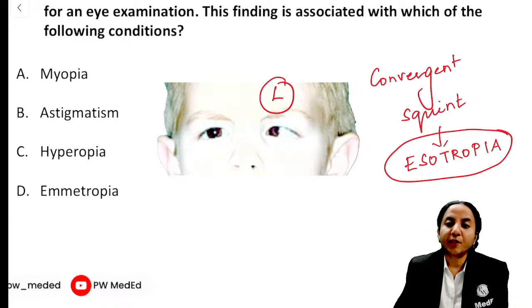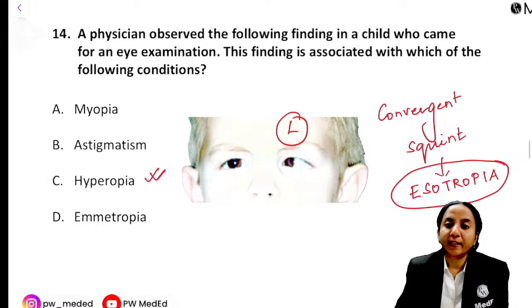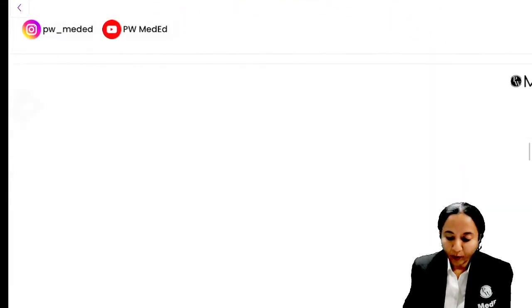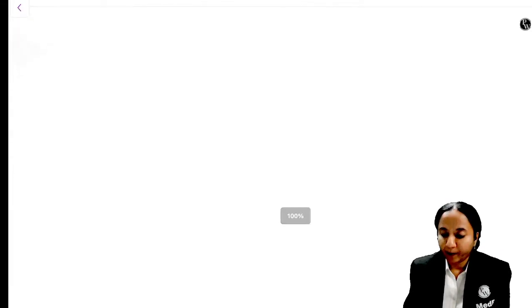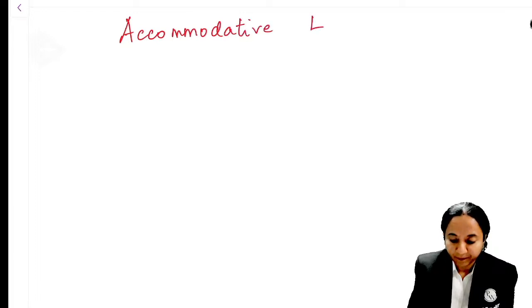Yes, so convergent squint or esotropia in children is a result of uncorrected hypermetropia. And what is the name of this? So uncorrected hypermetropia in children is associated with esotropia. And what is this esotropia called? Esotropia associated with uncorrected hypermetropia in children is called accommodative esotropia.